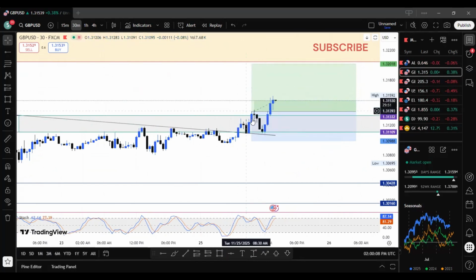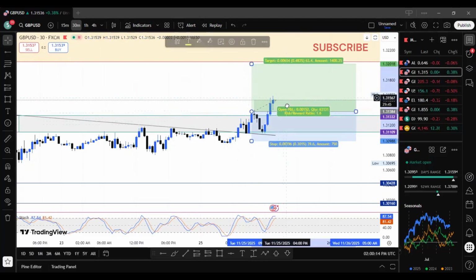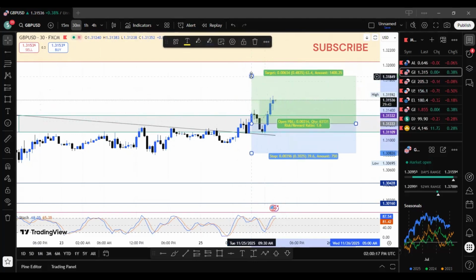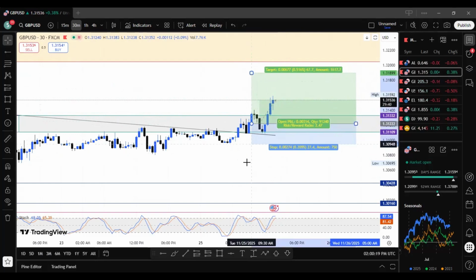Where did I enter long? I think here. I think at this point, this is where it started. Right after this particular candle closed, I entered long, and put my take profit and stop loss somewhere here.